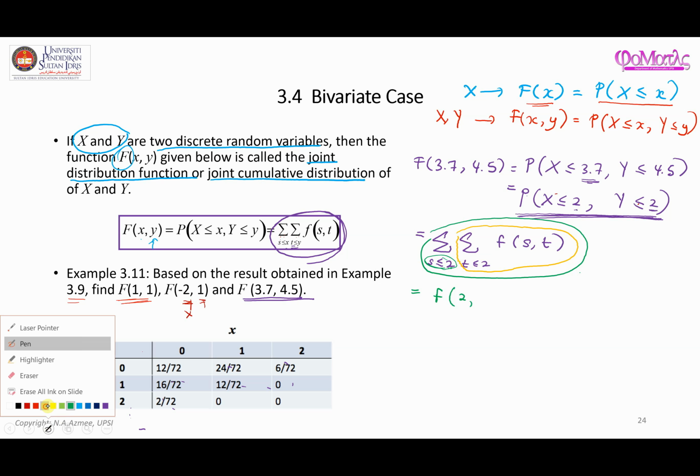Okay, so now we're going to talk about t. t is also going to be equal to 2, because it starts with less than or equal to 2. So this is the value.